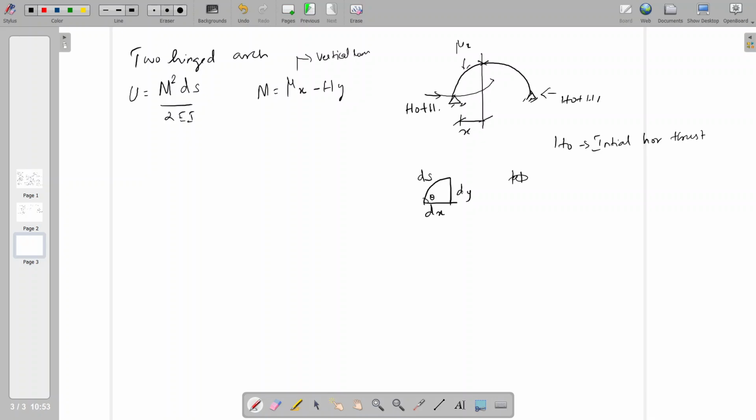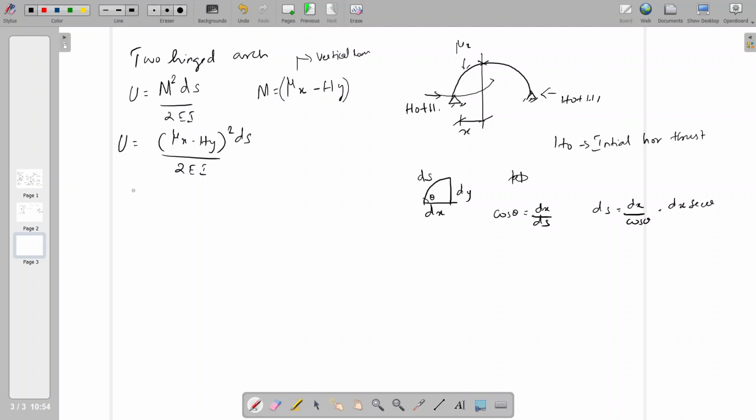How can we reduce it? Cos theta means dx by ds. So ds equal to dx by cos theta, so dx into secant theta. Keep in mind that in this relation we are going to replace ds in terms of dx. So this is what M is. U equal to the integral of (Mu x minus Hy) the whole square ds by 2EI.